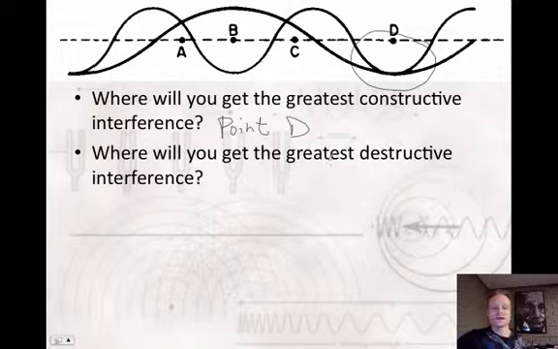Where will you get the greatest destructive interference? Well, now we're looking for the waves to be out of phase with one another, and I'm thinking point B looks like a good spot because this wave is going up and this one's going down. And so they're basically going to cancel each other out for the most part. So I'm going to say point B.